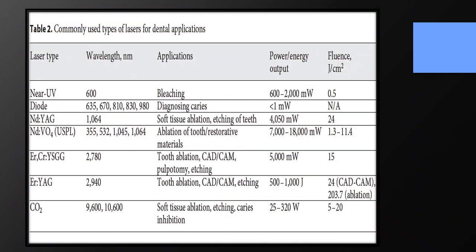This is a representation showing the laser type with the wavelength, application, power, energy, and output. The near UV laser is used for bleaching purposes, and diode laser is used for diagnosing caries, and Nd:YAG laser is used for etching the teeth, and you have erbium laser which is used for tooth cutting procedures, CAD-CAM, pulpotomy, and etching. Erbium YAG laser is used for tooth ablation or tooth cutting procedures, and carbon dioxide laser is used for soft tissue ablation, etching, and caries inhibition.